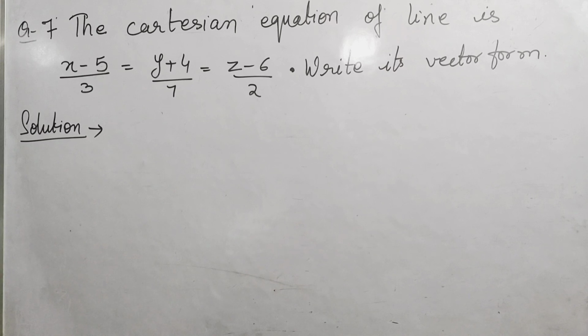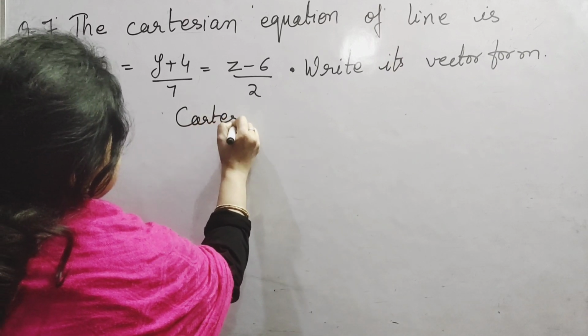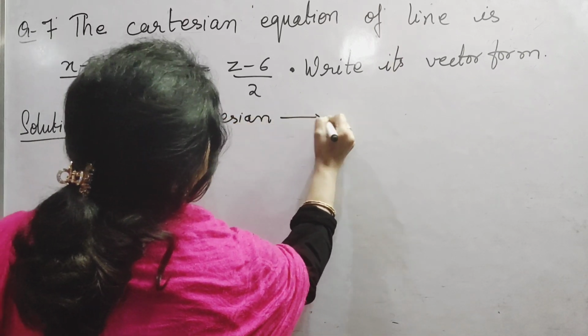Now question number 7 of the exercise: the Cartesian equation of the given line is this, write its vector form. From this question we learn how to convert a Cartesian equation to vector form.